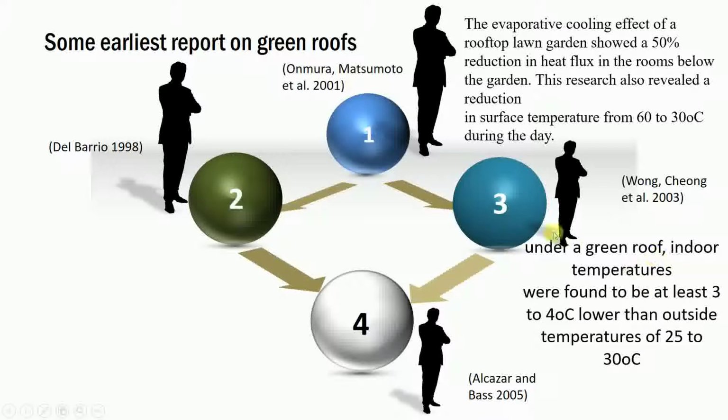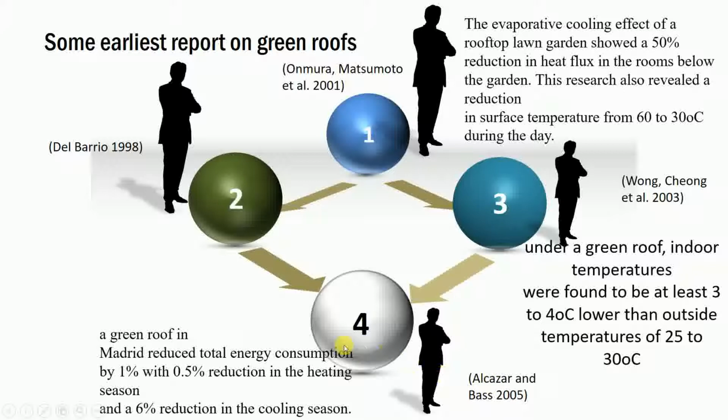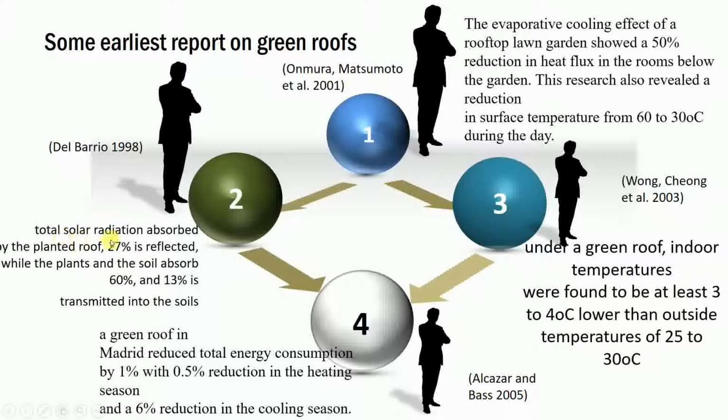You see, when you build a green roof on your house, it will reduce the temperature by 3 to 4 degrees Celsius. And Alcazar found that a green roof in Madrid reduced total energy consumption by 1%, with a 5.5% reduction in the heating season and a 6% reduction in the cooling season. And Del Barrio found that of the total solar radiation absorbed by the planted roof, 27% is reflected, while the plants and the soil absorb 60%, and 30% is transmitted into the soil. So if you construct a green roof, it will absorb around 60%, and another 30% will be absorbed by the soil.